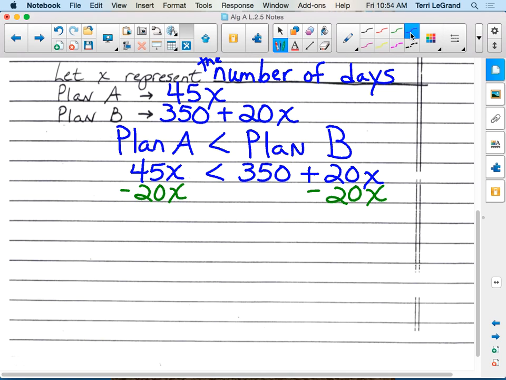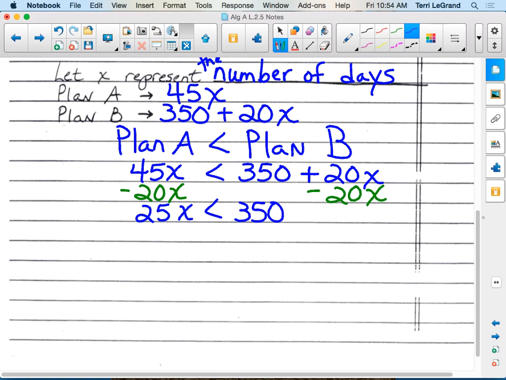After we subtract that 20X, what do we have on the left side? 25X. Do we need to do anything with the symbol? Did we do any multiplying or dividing yet? No. And what's left on the right side? What do we have? 350.